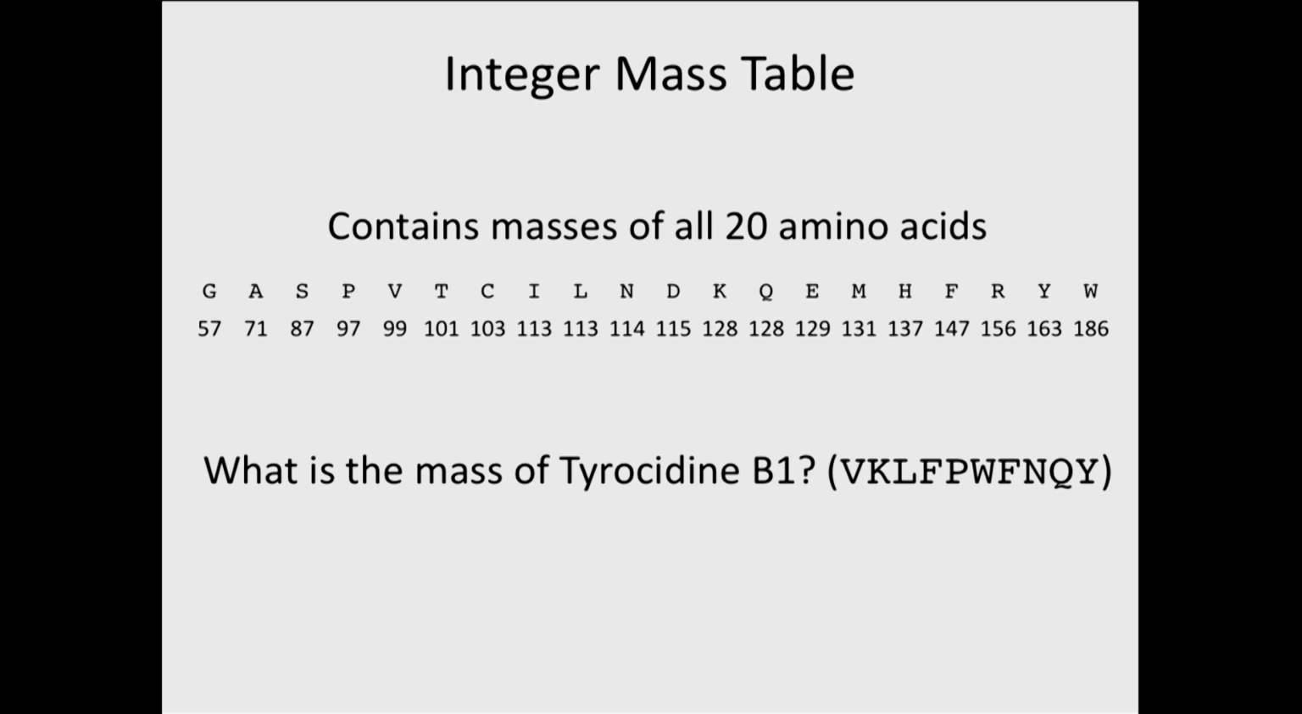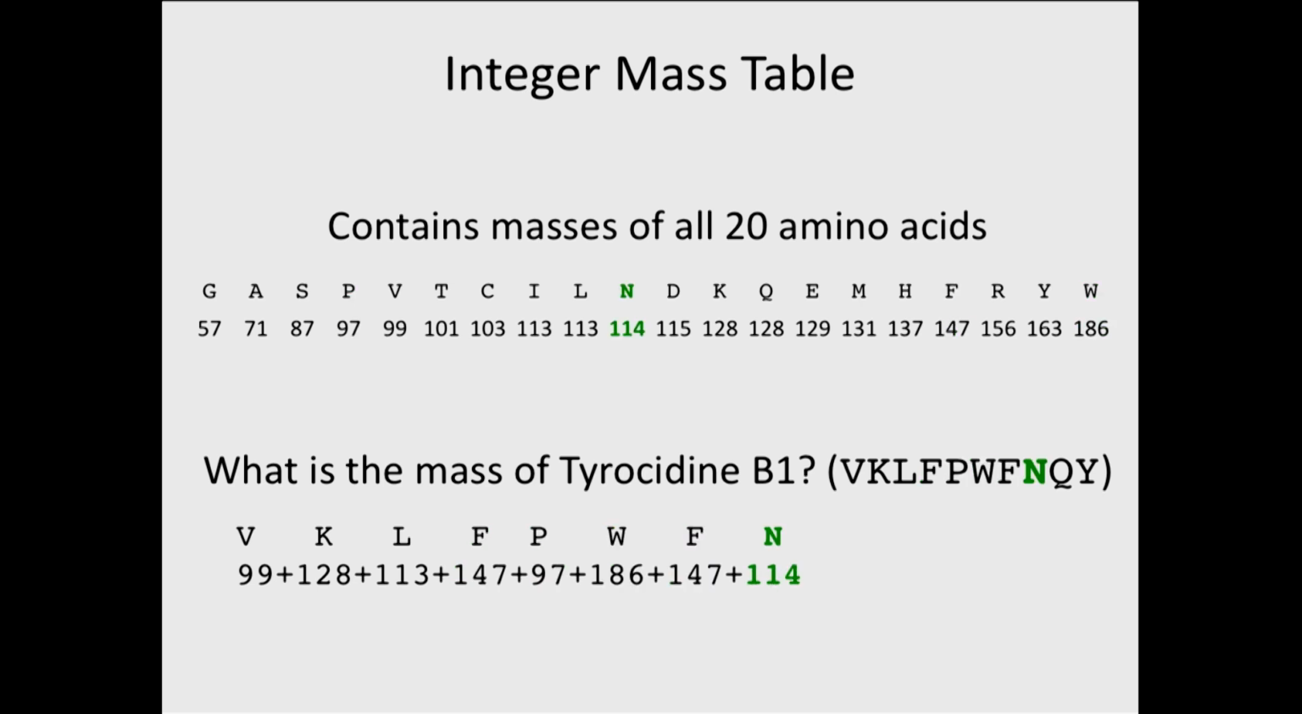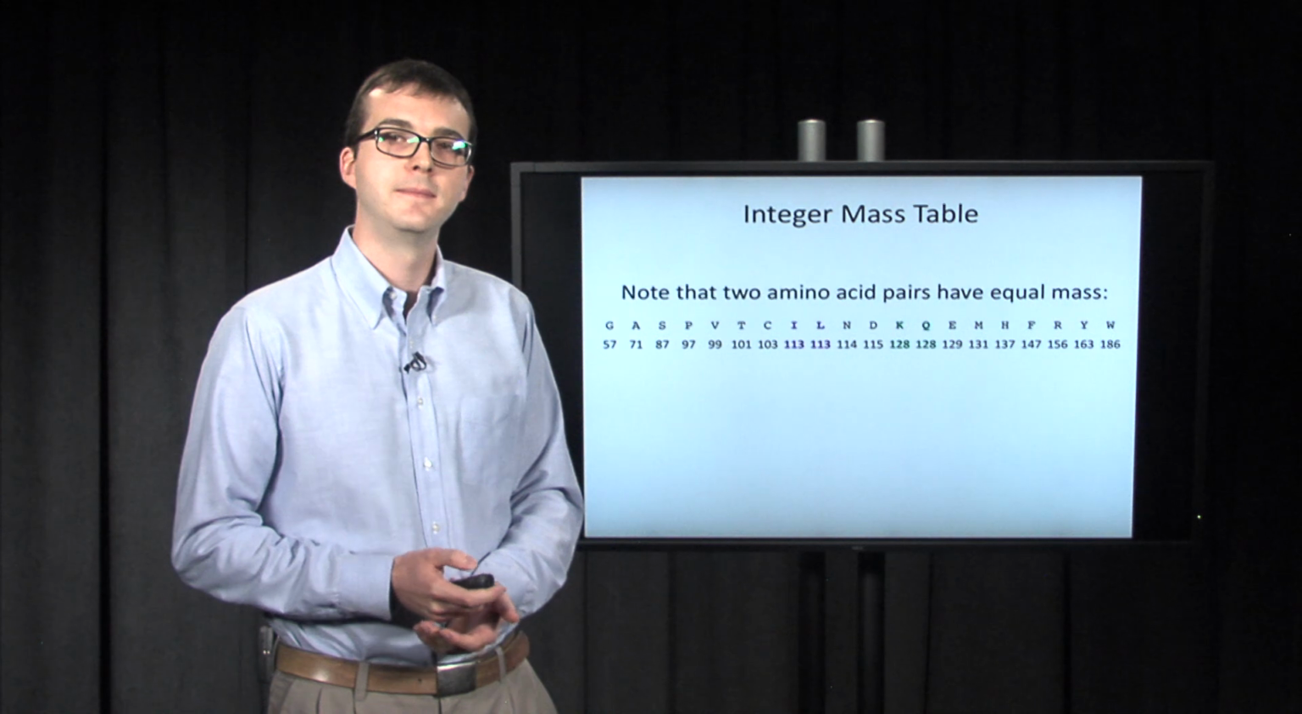So the question then is, what's the mass of something like tyrocidine B1? We know the sequence of tyrocidine B1, so we just need to go through and compute its mass as the sum of each individual amino acid. So V has mass 99, K has mass 128, L has mass 113, and so on. We simply add the constituent masses, and we get 1322. So that's the integer mass of this tyrocidine B1 peptide.